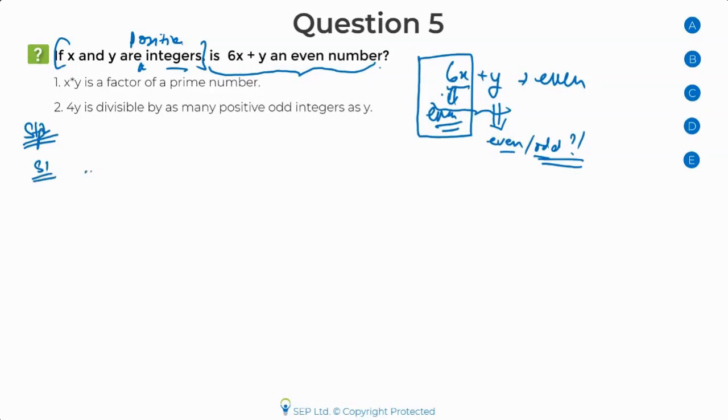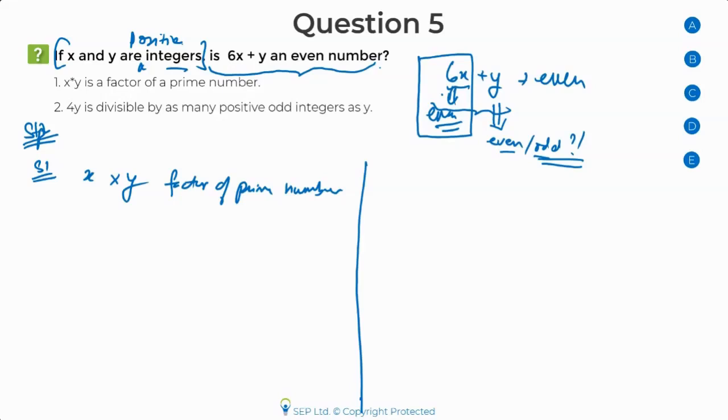Okay, x times y is a factor of a prime number. And let me break this down into two parts. What is the use of this information? x times y is a factor of a prime number. What did you do with this? What can I do with this? What prime numbers did you take while solving it? Let me ask you that way also. Because most of you did not say anything about statement 1, so I'm assuming that was easy for you to make inferences. Can anyone tell me what did you do here?